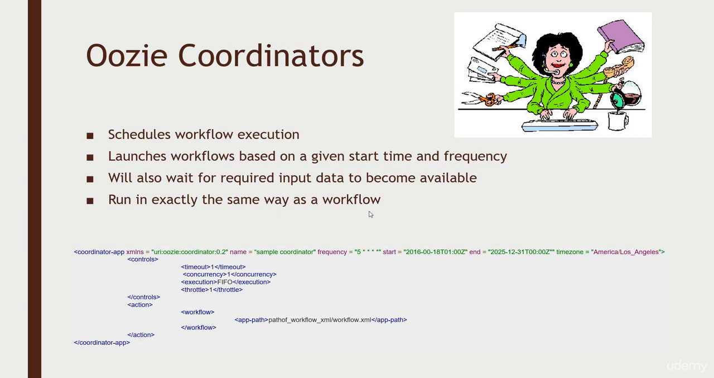The other good thing about a coordinator is that it can wait for any required input data to become available. So if your workflow depends on a certain directory full of information to exist before it can start, then the Oozie coordinator will actually wait for that to show up if it has to. And you kick it off in exactly the same way that you would launch a workflow. It's just that your XML file looks a little bit different. So now we have a coordinator app type instead of a workflow, and that just contains some controls that specify various properties of the coordinator and the path of the XML file that you actually want to coordinate. So that's coordinators in a nutshell.